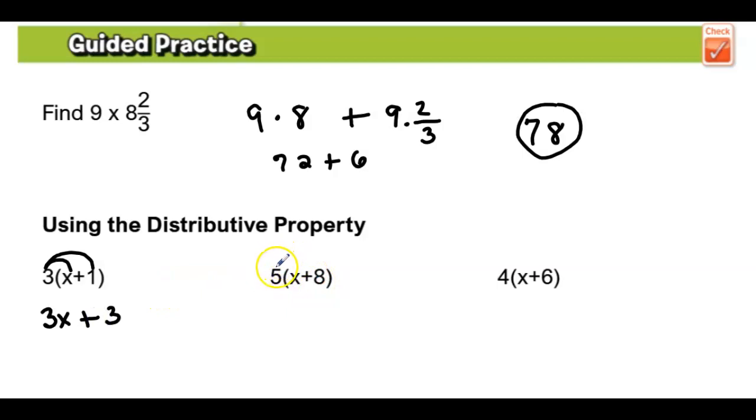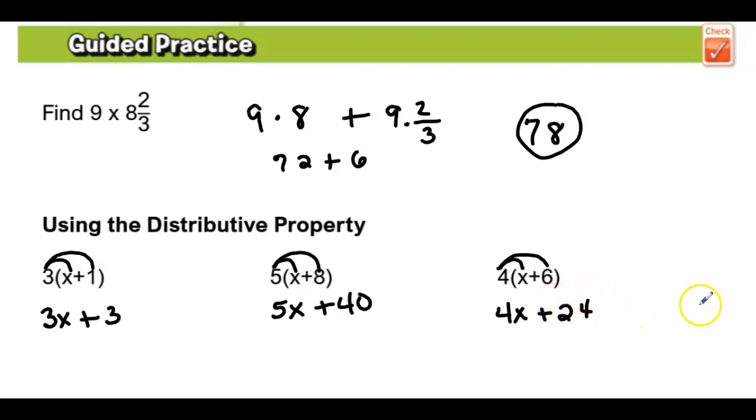The distributive property, again for practice, 5 times x, 5 times 8, and the plus sign comes down in the middle. 4 times x, 4 times 6, and the plus sign comes down in the middle.